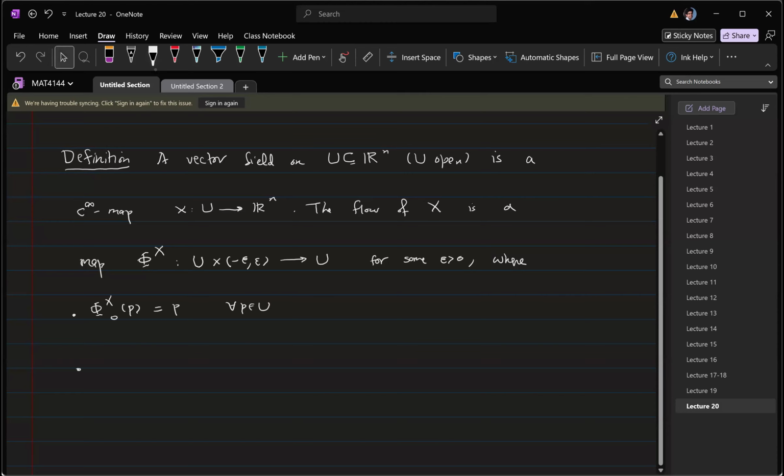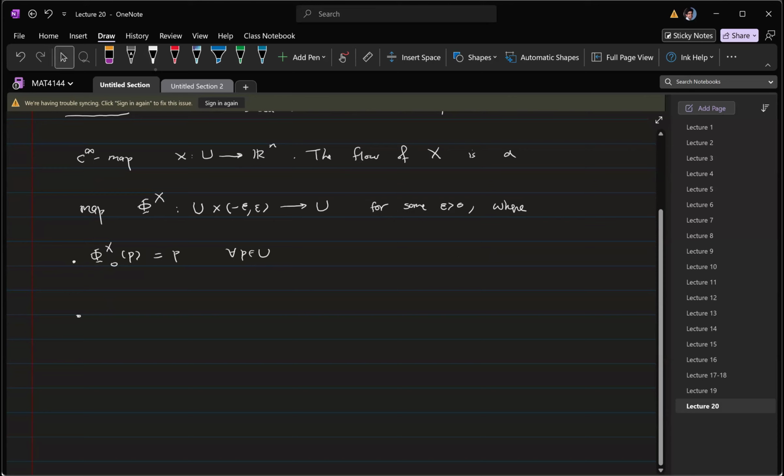And at an arbitrary time, if I compute the velocity, which means if I differentiate this phi upper X with respect to t at any time t naught in the interval where time is defined, like minus epsilon to epsilon, this is just equal to the value of the vector field at that point.